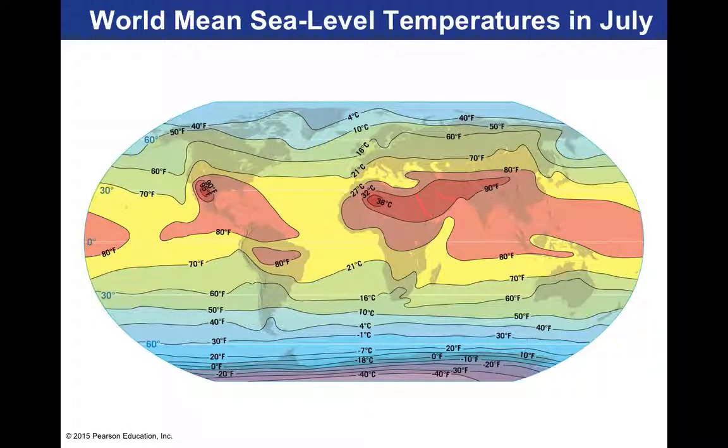And this is the world mean sea level temperatures in July. So obviously a lot warmer, but you'll still notice that the southern hemisphere isotherms are much straighter because they're lacking an uneven distribution of temperatures because of land masses. And that's all of chapter 16.